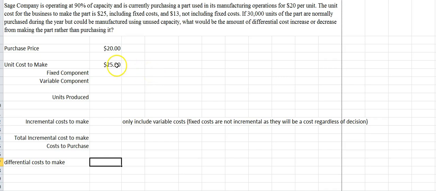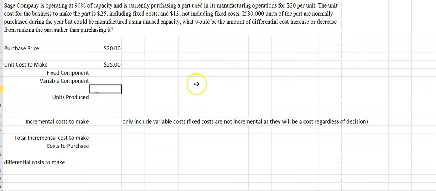However, we need to decompose it into the fixed component, which we're going to expense anyways, and the variable component. The unit cost for business to make the part is $25, including fixed costs. Now, those fixed costs are going to be costs that you're going to incur regardless of whether you make the product or not. Okay? So those fixed costs are related to the capacity that they're not using, but they're fixed. They're not going to go away. And $13 is not including fixed costs. So $13 is the variable component.